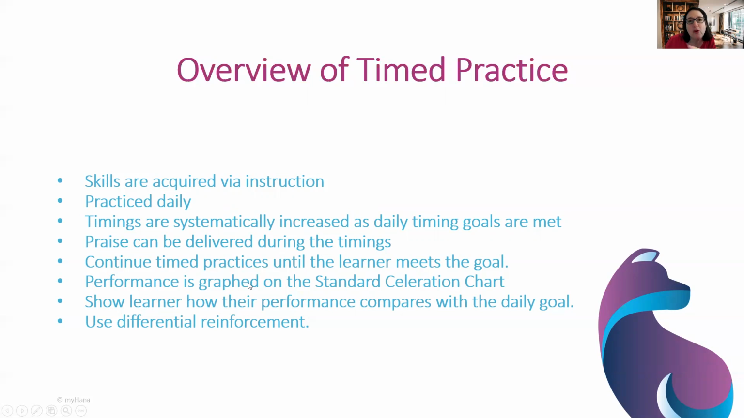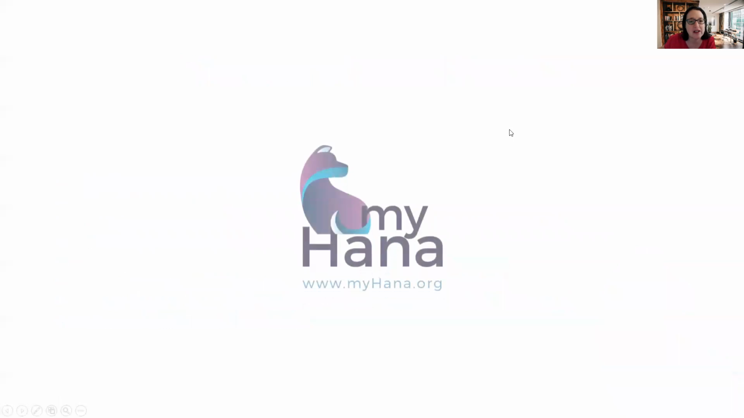And then the performance is graphed on the chart to show the learner how their performance compares with the daily goal. Use differential reinforcement. At first the skills are timed with short timings and should be increased, as we just said. And the learner should know what's going on. This is what goes on with a timed practice.